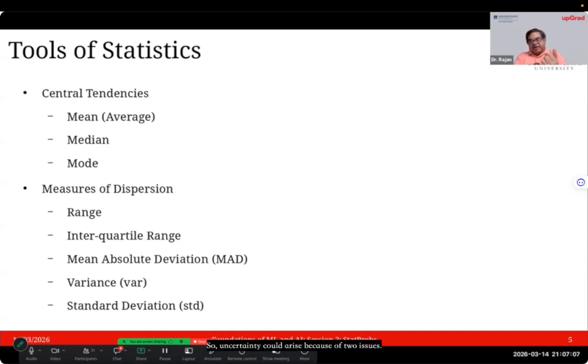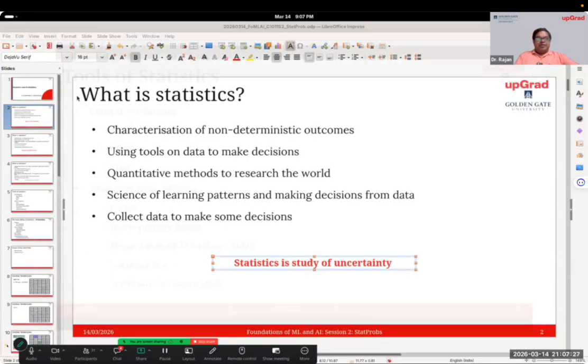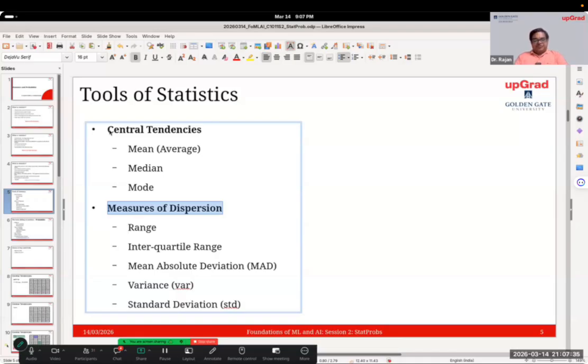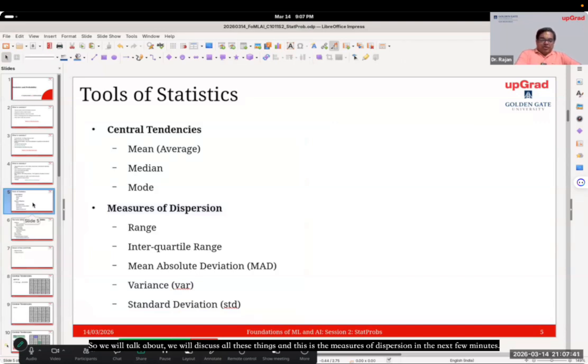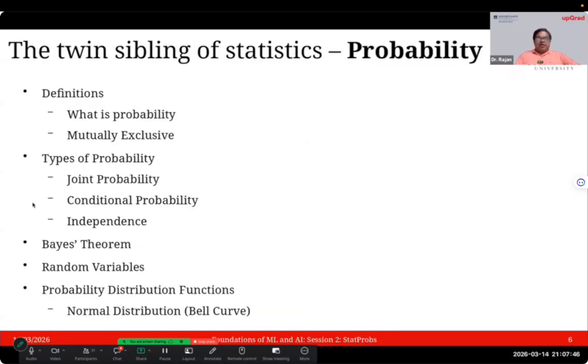So uncertainty could arise because of two issues. The answer itself is uncertain. The second thing is uncertainty could arise because of measurements. Whatever be the reason, if there is uncertainty, then we have to resort to the tools of statistics, namely central tendency. Let me make it bold. Central tendency and measures of dispersion. Okay, so we'll discuss all these things, central tendencies and measures of dispersion, in the next few minutes. Yeah, we have some time. Okay.